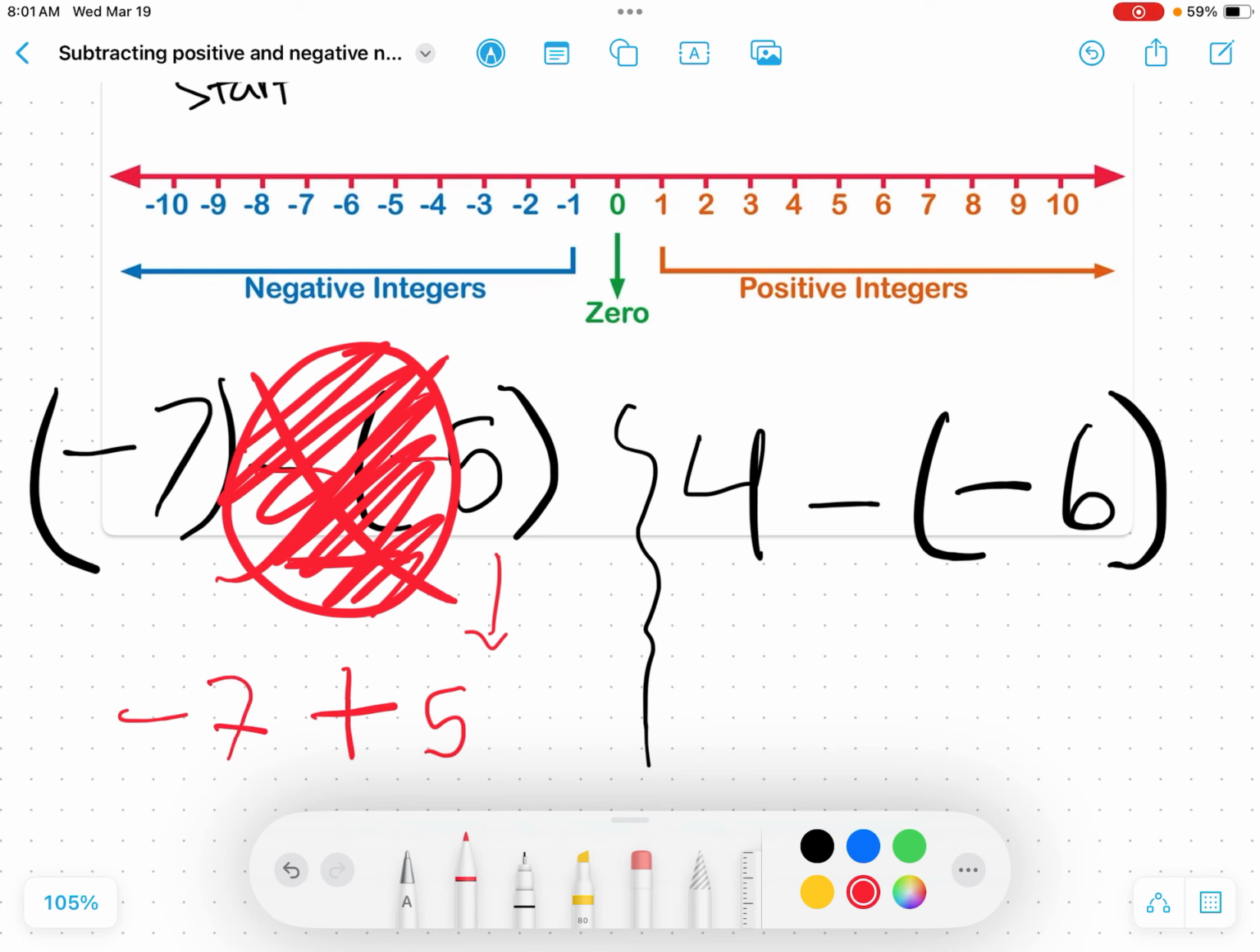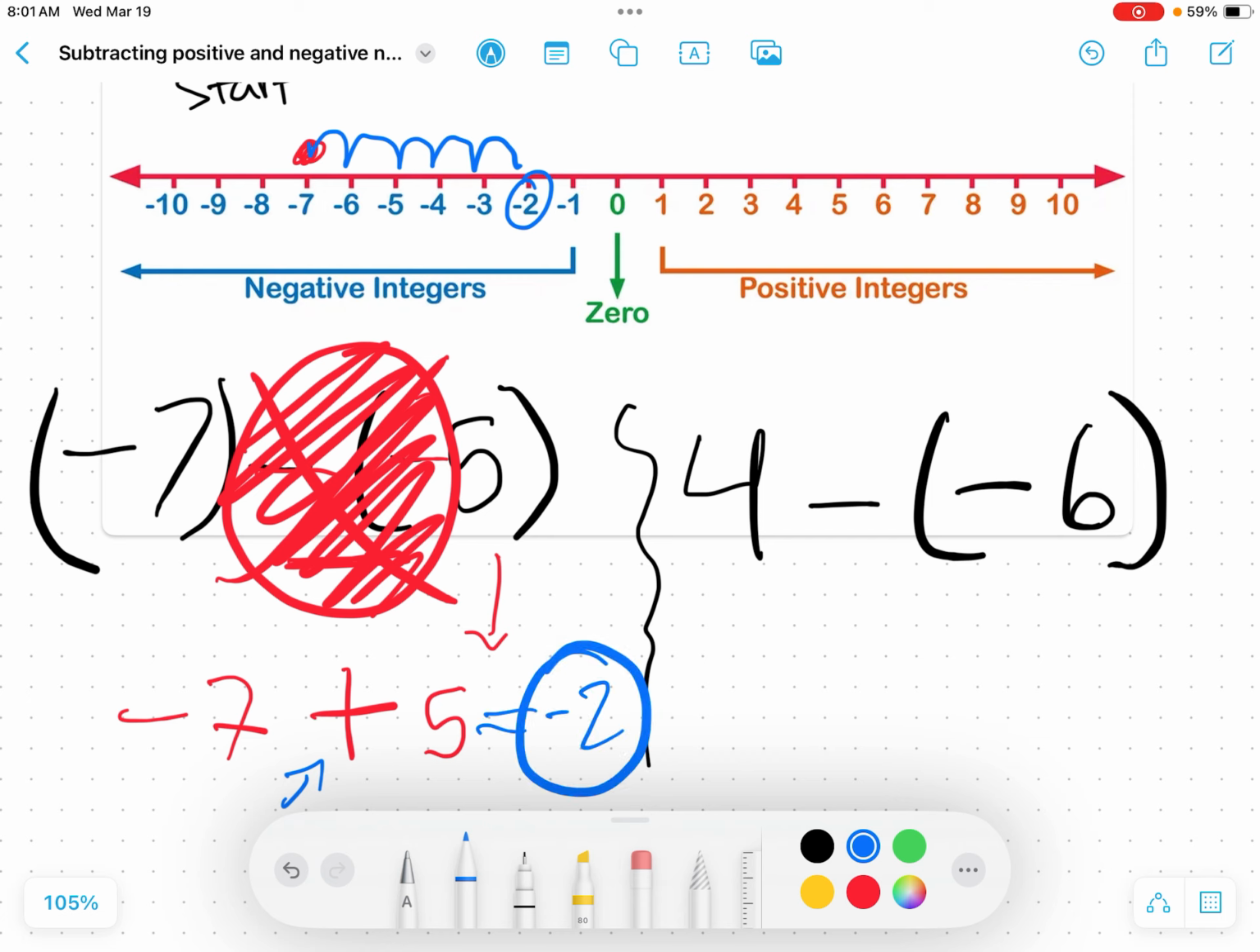So if we start at -7, we go to the right 5 spaces. 1, 2, 3, 4, 5. And we went to the right because it's a positive sign. That puts us at -2.